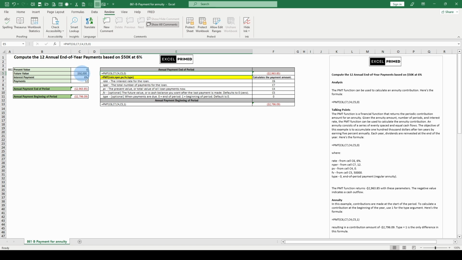50 grand over 12 periods. You're going to get X amount each year, guaranteed, for 12 periods. If you set it up to receive on January 1st, at the beginning of the period, you're going to receive $27.96. But if you wait to the end of the period, December 31st, 12 months difference, you're going to earn an additional, what is that, 190 bucks?